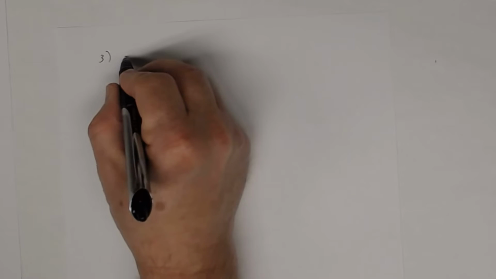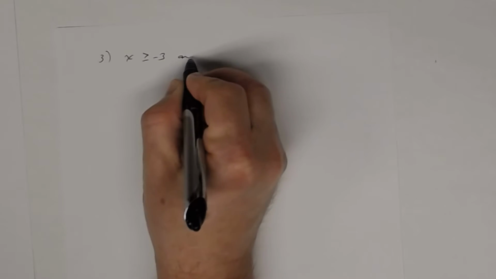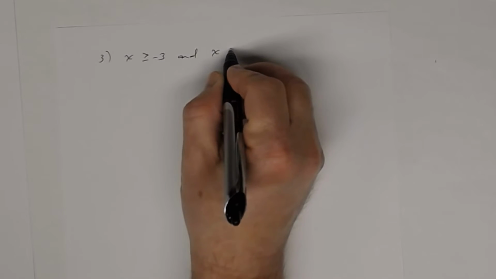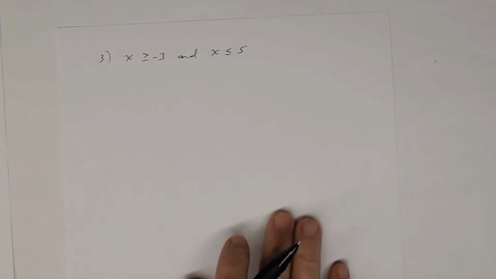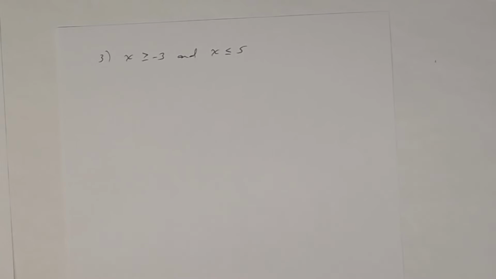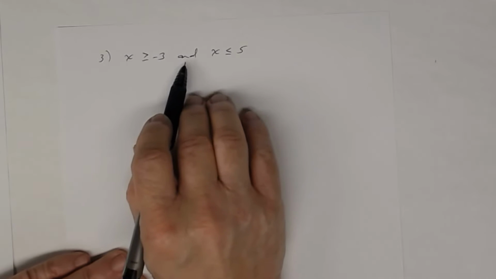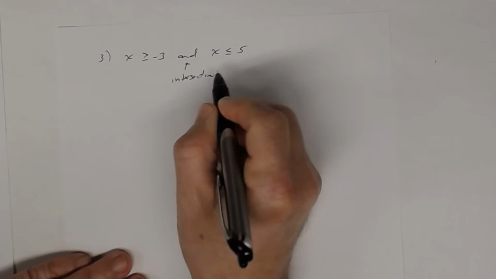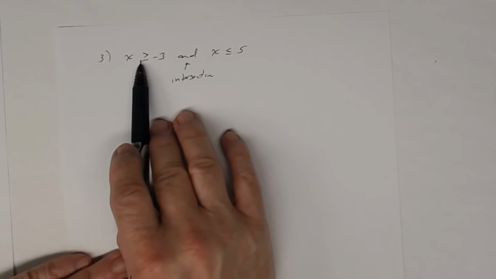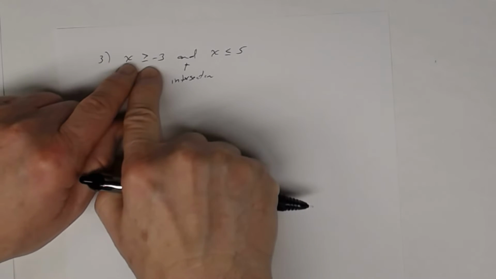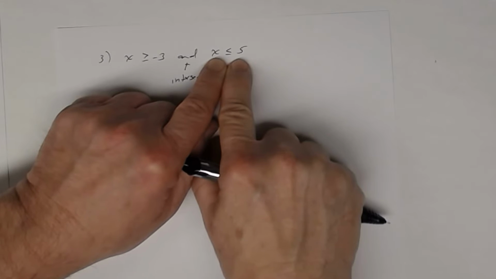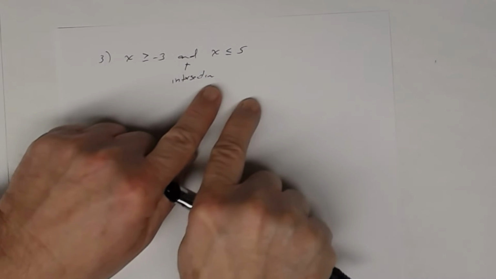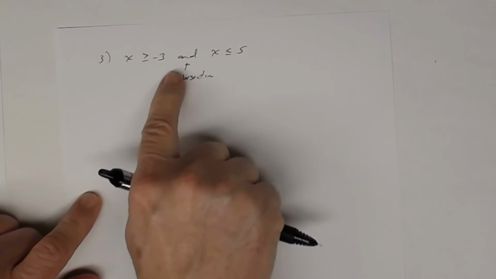All right, let's look at number 3. So in number 3, we have x is greater than or equal to -3, and x is less than or equal to 5. And so notice the word and. So remember, and means intersection. And so if you're going to solve this compound inequality, you want to find the solutions that are here and the solutions that are here and what they have in common, because of the word and.